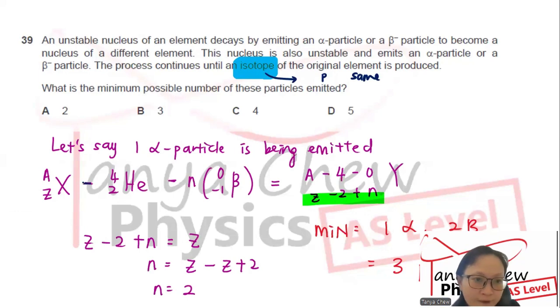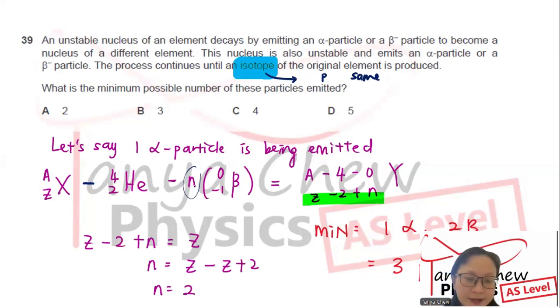So emit, that means you have to minus. And then minus beta as well, because this unstable nucleus emits both particles. So minus n number of beta, because I want to find the number of beta if 1 alpha is emitted. So you look at the final nucleon number, A minus 4 minus 0, because the nucleon number of a beta negative particle is 0. And the proton number is the main thing.